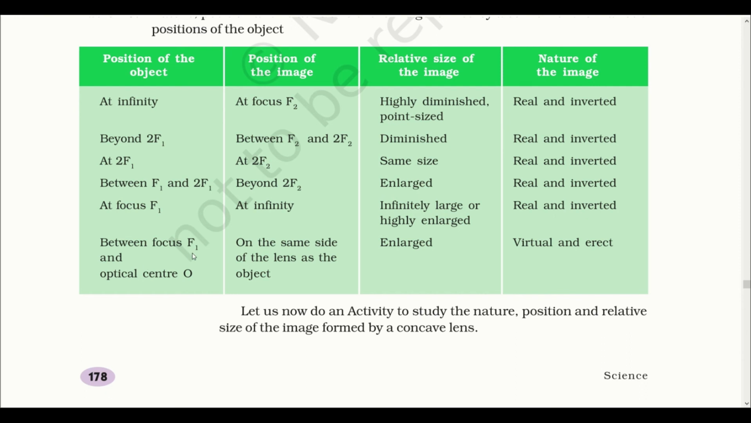But if it is kept between the focus f1 and the optical center O, the image will be on the same side of the lens as the object. It will be enlarged, virtual and erect. Just like we had seen in the concave mirror, five diagrams had a real and inverted image, and the sixth diagram had a virtual and erect image.